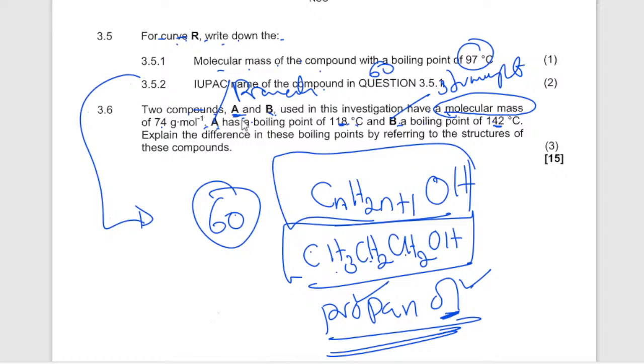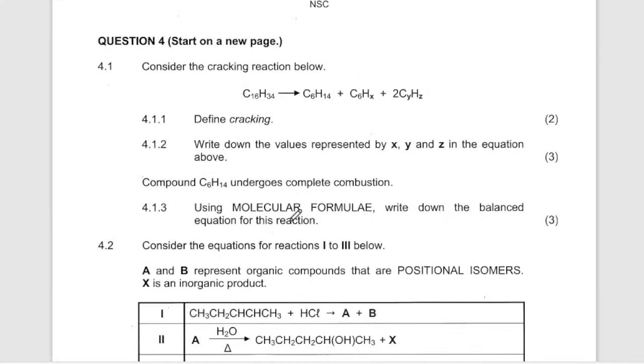So when you're explaining this, you're supposed to explain using the size and how this surface accommodates the bonds, the polarity, and then how much heat you need to break these bonds compared to the other one, and then you are able to get those 3 marks. Then we go to question 4.